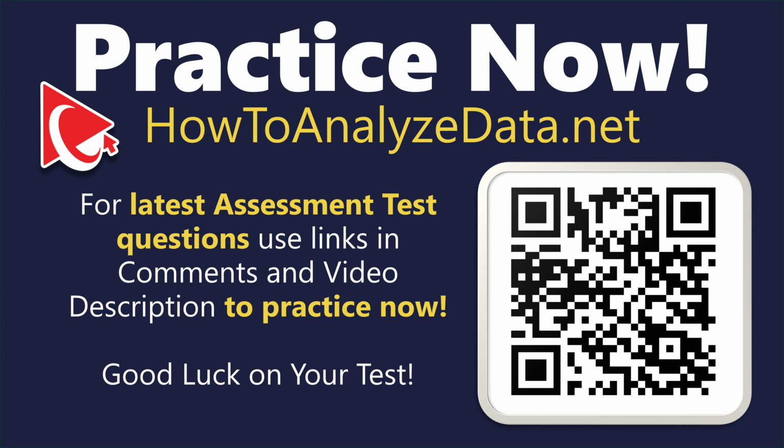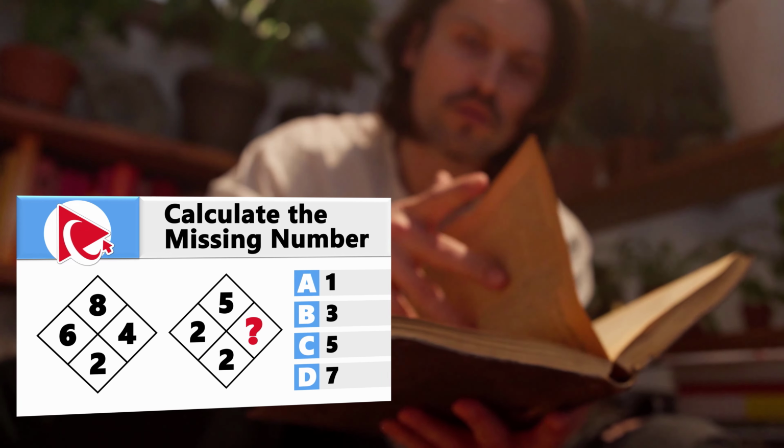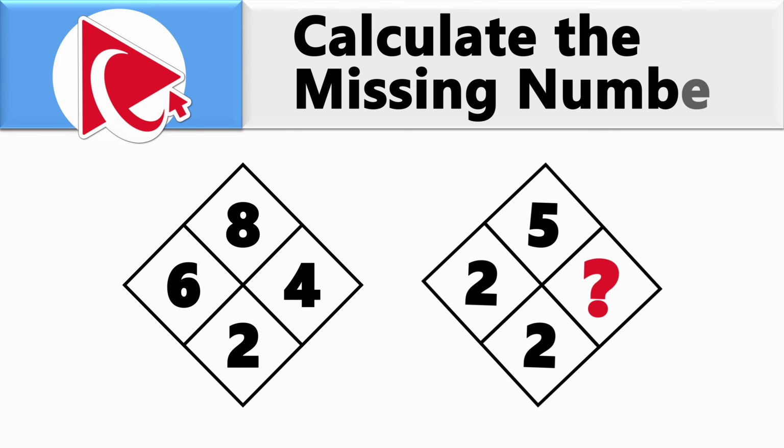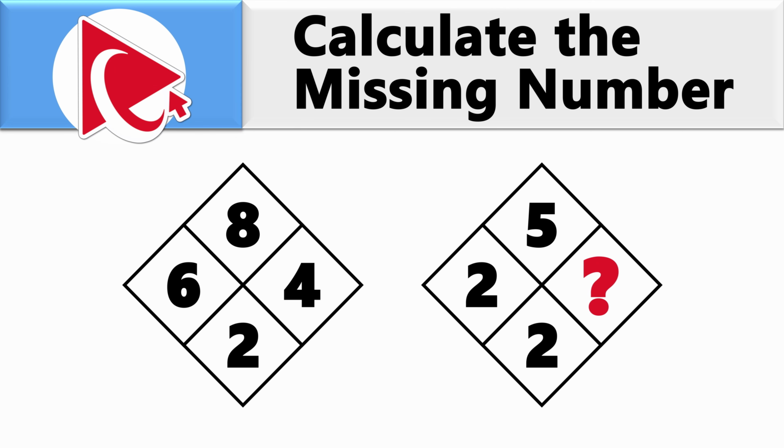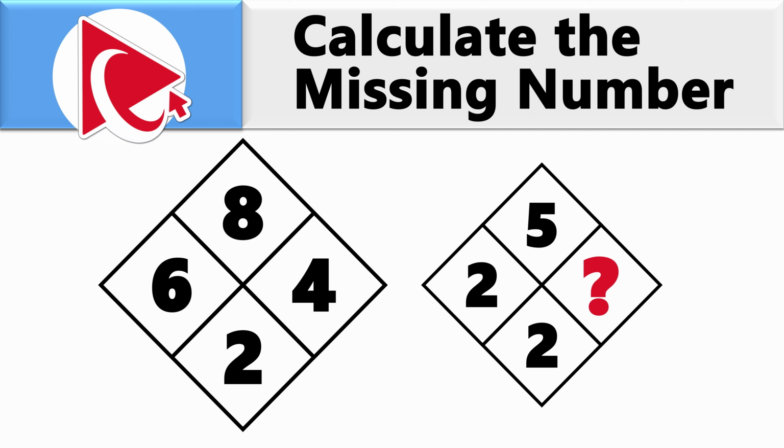And now it's time to grab your thinking goggles. This question is so intricate, Sherlock Holmes would need a cheat sheet. You're presented with 2 diamonds. Each diamond has 4 numbers inside. In the first diamond, numbers are 8, 6, 2, and 4.